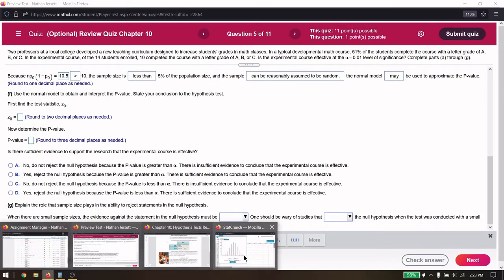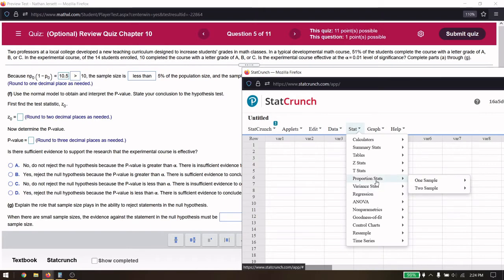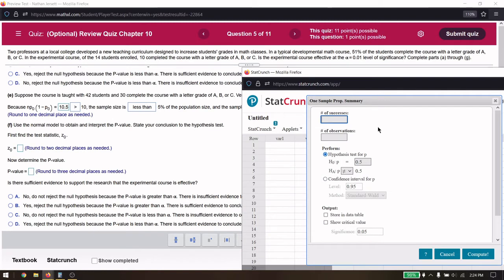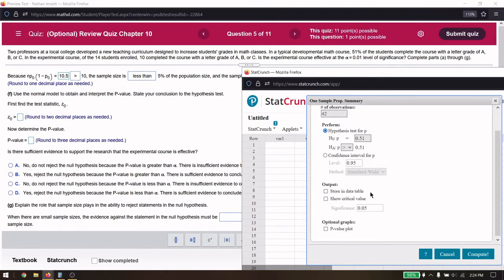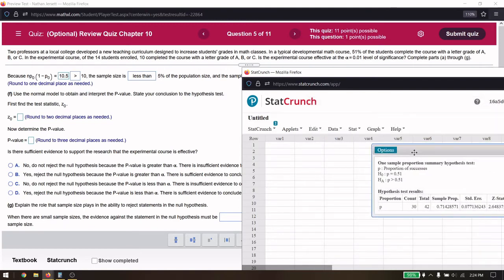Let's go to StatCrunch. Now we can use the normal model. So let's go to the proportion stats, one sample with summary. All right, we found that there was 42 with 30 completed. So there's 30 successes and 42 observations. The hypothesis was 51, and we are purely curious about greater than 51. Okay, and it says 0.01 level of significance. That may not matter. Oh yeah, of course it doesn't matter. We're talking about the p-value.